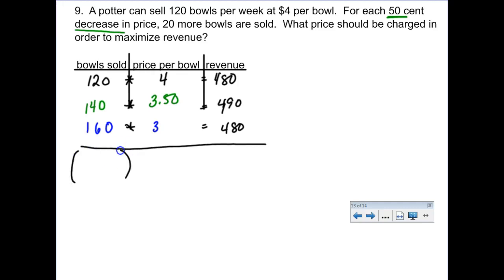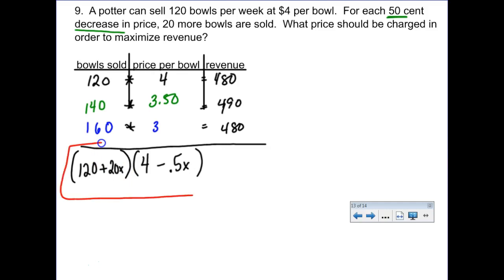I need an algebra statement that will help me calculate a generic version of the number of bowls being sold. So it starts at 120, but then every jump is how big? 20, so we'll call that 20x. And then for how much you're charging, it starts at $4, but then you're going to subtract 50 cents each time. So it's subtract 0.5x. All right, get this typed into Y1, because that is your revenue.